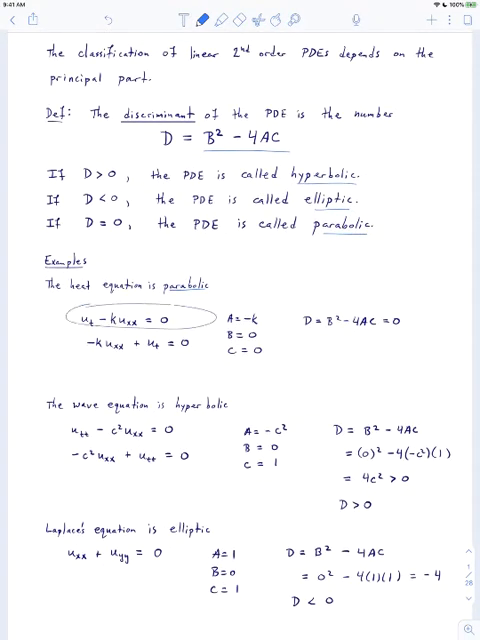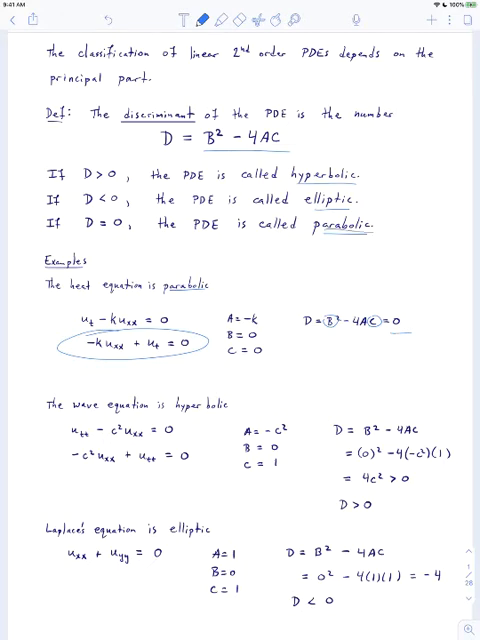U sub t minus, oh no, it's not done yet. Here we have it right here: minus k times u sub xx plus u sub t equals 0. This isn't the way we've usually been writing it, but if you write it this way, then you can easily see that capital A is equal to minus little k. B and C are both equal to 0. So that means the discriminant, since B is equal to 0 and C is equal to 0, is equal to 0. So that means it's parabolic.